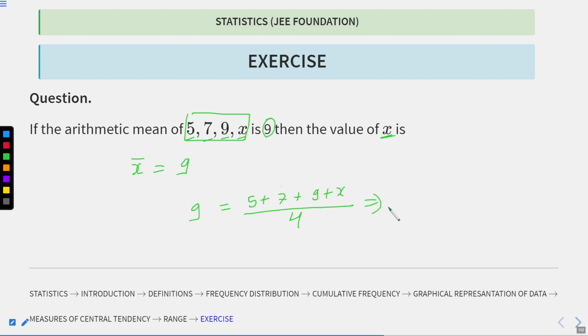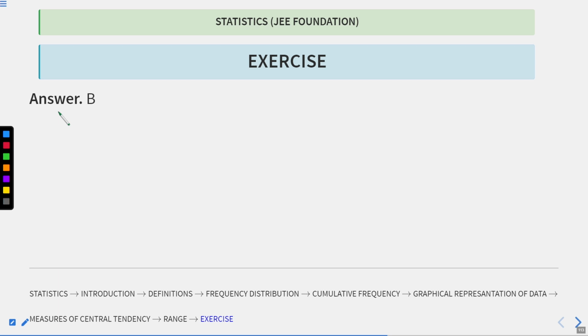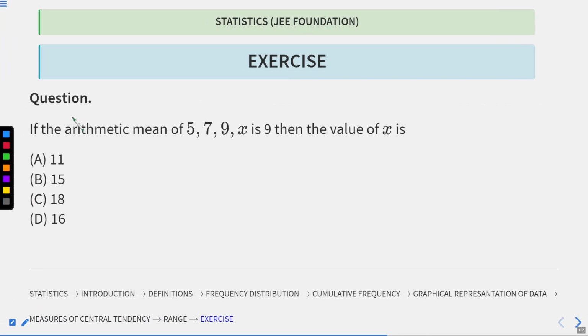So solving this, we get 36. Adding these, 9 plus 7 is 16, and this is 21. So 21 plus x equals 36, then x is equal to 36 minus 21, which further equals 15. Okay, so the value for x is 15. I hope this is clear. So option B was my correct option, 15.